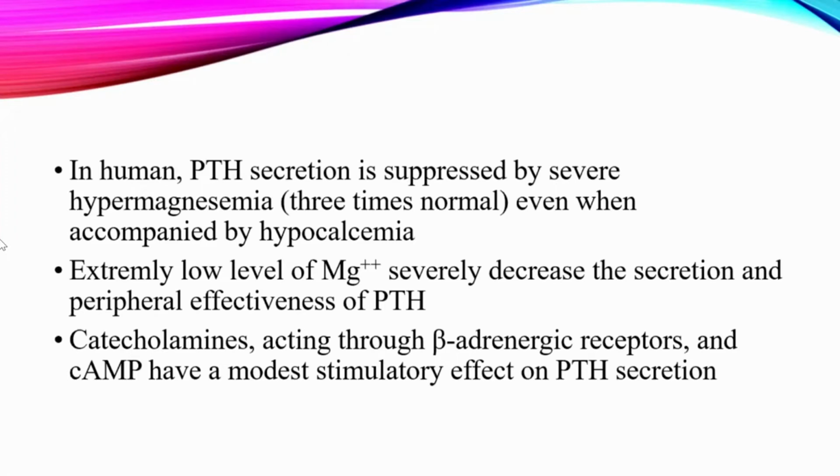The secretion of parathyroid hormone is also affected by catecholamines, which generally act through beta adrenergic receptors, and cyclic AMP levels have a modest stimulatory effect on parathyroid hormone secretion. A reduced cyclic AMP level prevents the release of PTH from the secretory vesicles.